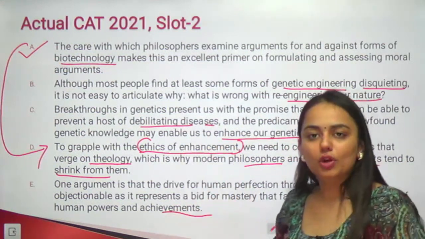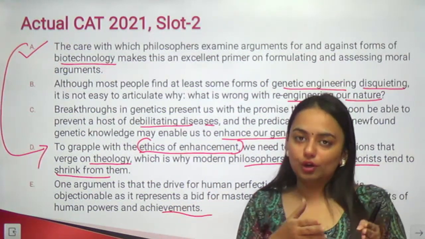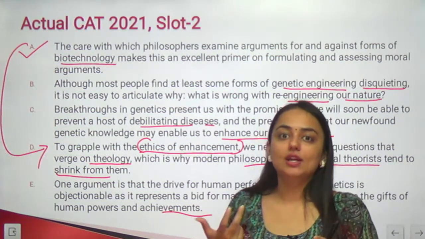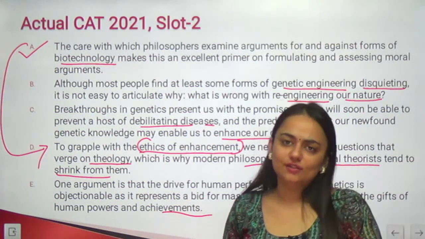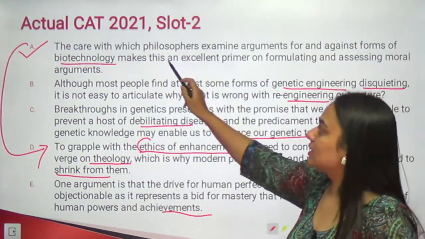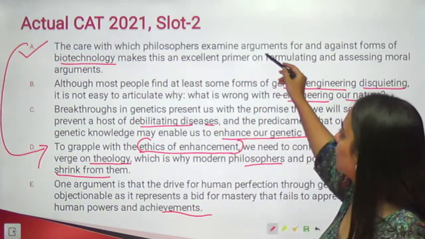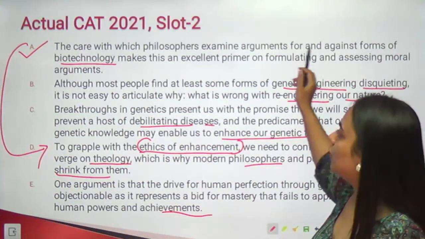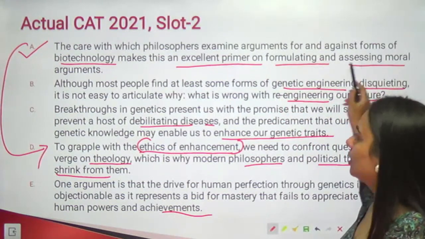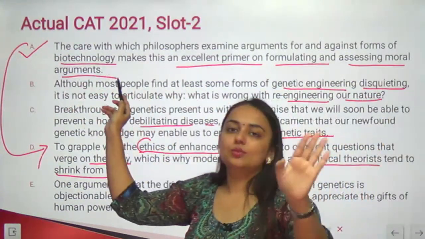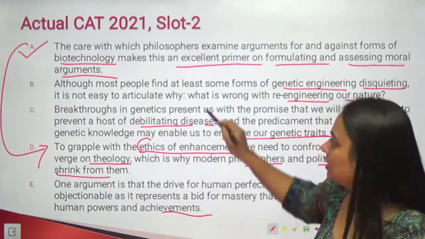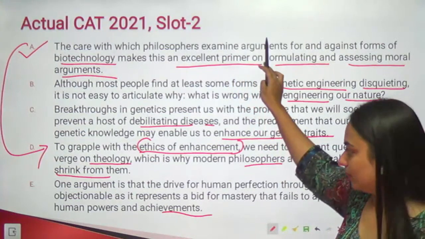So almost all the points were talking about the same thing. What do the philosophers and the political theorists who favor genetic changes or re-engineering of the genes, what all justifications do they give? So one thing is clear, it's more towards the philosophers. So we cannot say that the care with which philosophers examine arguments for and against forms of biotechnology makes this an excellent primer on formulating and assessing moral arguments. No, they were least bothered about the moral arguments. Anything that comes from theology, they shrink from it. So this is the conceptually opposing point.